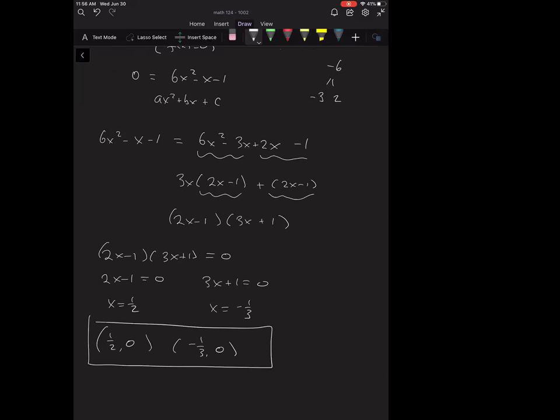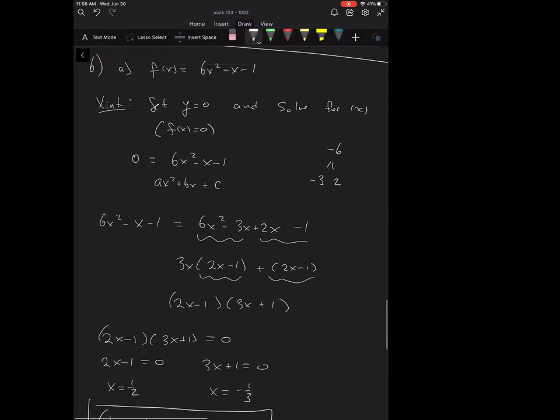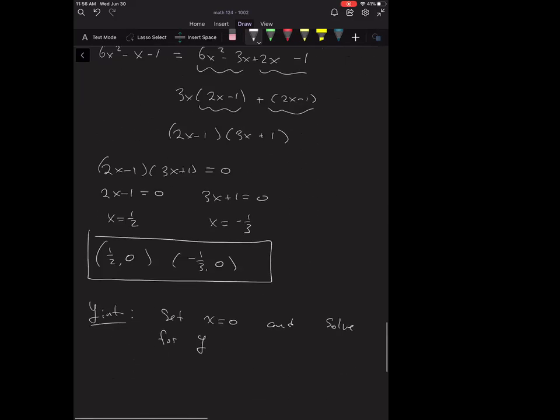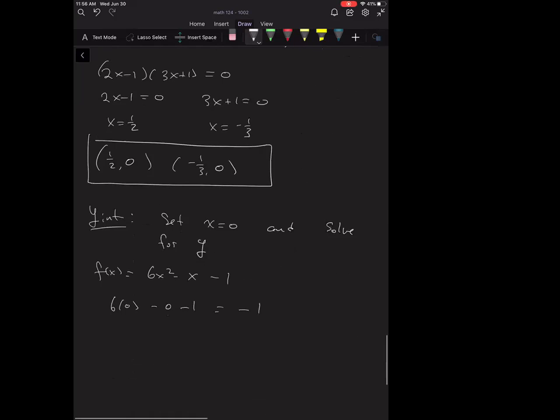Okay, so here are our x-intercepts. So now for the y-intercept. All we have to do for this one is set x equal to 0 and solve for y. So what is our equation? Our equation was 6x squared minus x minus 1. Let's write that down again. f of x is 6x squared minus x minus 1. So if we set x equal to 0, that's going to be 6 times 0 minus 0 minus 1, which is just equal to -1. So our y-intercept is going to be the point 0 comma minus 1.